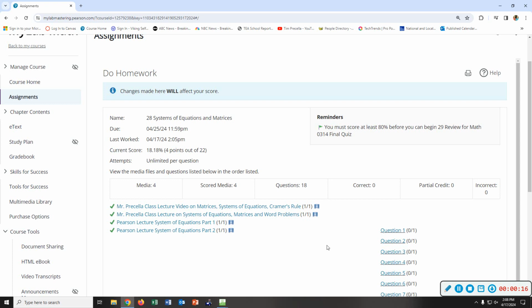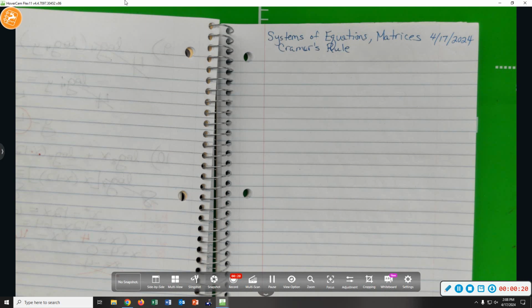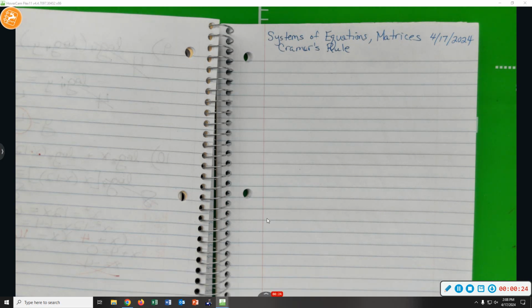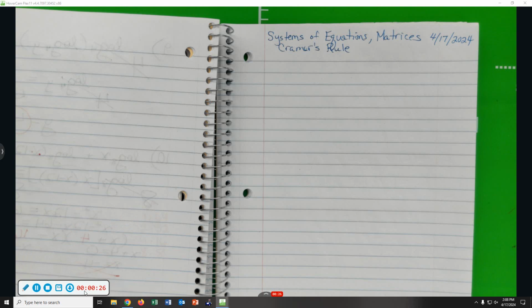So let's switch over to my paper. I need to talk a little bit first. Let's lower this thing down, and let's move this timer over to the left side.